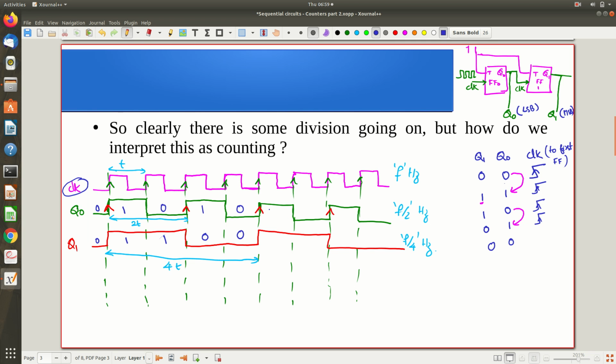Again, if you continue this counting, Q0 will toggle every time, and Q1 will toggle and then retain, toggle, retain, like that. Again toggle and again retain. So if you continue from 0 0, you can see that after 0 0 both are changing to 1 1. Again Q0 is changing to 0, Q1 is changing to 1. Q0 is changing to 1, Q1 is changing to 0, Q0 is changing to 0, Q1 is retaining that 0, like that it will proceed. Fine.